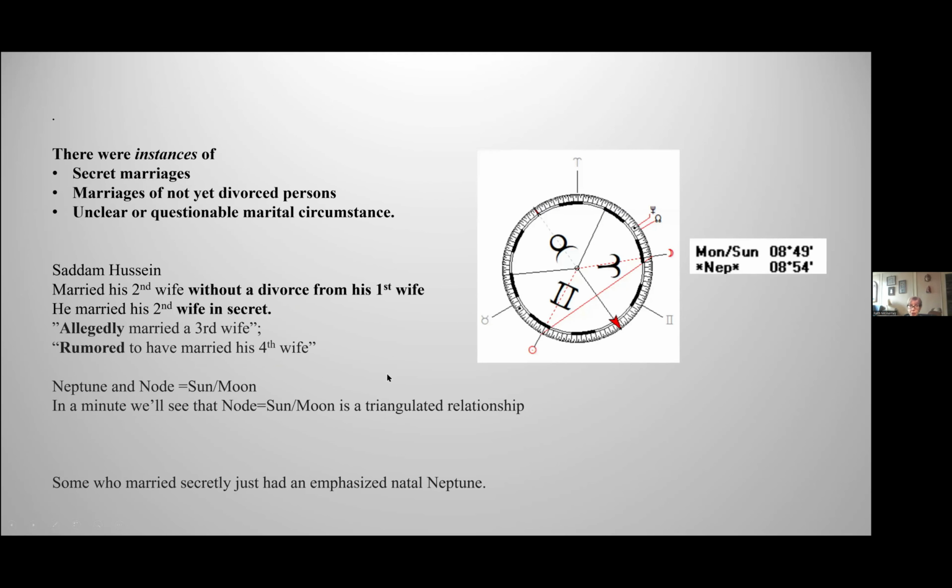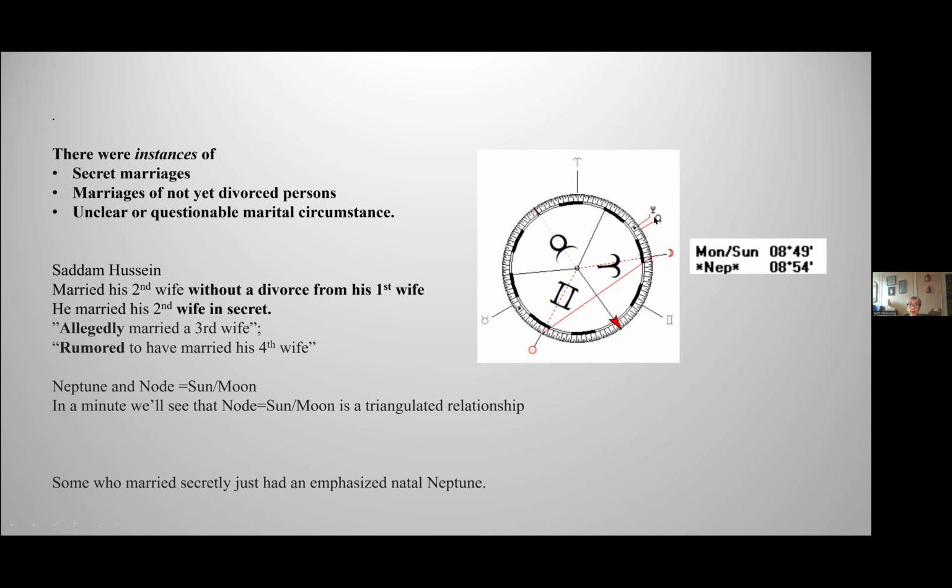Now, there were some instances of secret marriages and marriages of people who weren't yet divorced, or people who married with unclear or questionable circumstances. And a nice example of this is Saddam Hussein. Natal Neptune equals Sun Moon, nice tight aspect. And he married his second wife without a divorce from his first wife. He married his second wife in secret. He allegedly married a third wife. That's a Neptunian word, allegedly. And he was rumored, that's another Neptune word, rumored to have married his fourth wife.